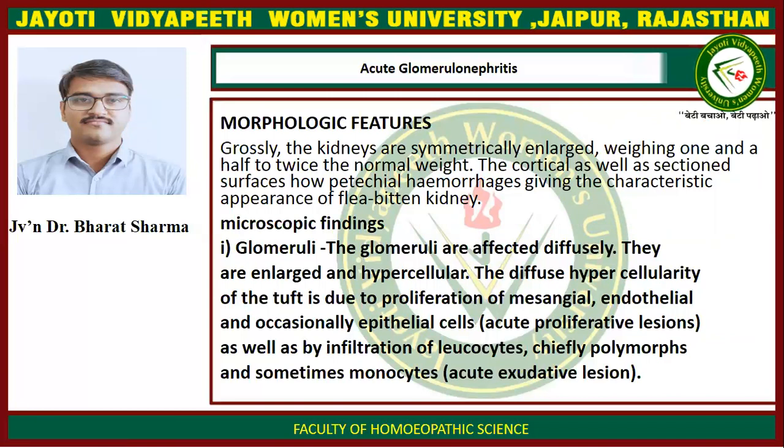Morphological features: grossly, the kidneys are symmetrically enlarged, weighing 1.5 to twice the normal weight. The cortical as well as cut surface shows petechial hemorrhages, giving the characteristic appearance of flea-bitten kidney. Microscopic findings are in the glomeruli. The glomeruli are affected diffusely. They are enlarged and hypercellular. The diffuse hypercellularity of the tuft is due to proliferation of mesangial, endothelial, and occasionally epithelial cells, as well as by infiltration of leukocytes, chiefly polymorphs and sometimes monocytes.